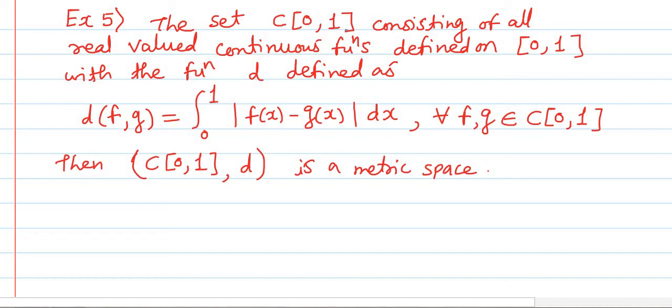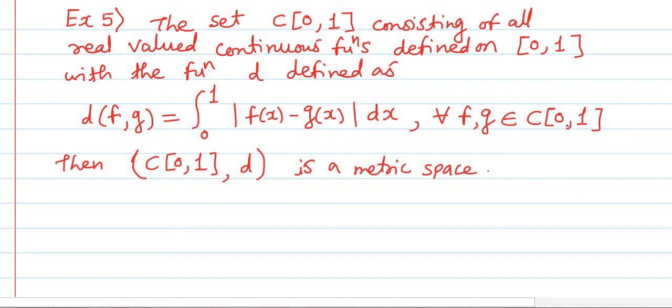Now obviously C is the set of all continuous functions defined on the closed interval 0 to 1, therefore the members of this set C are functions which are continuous on [0,1] and real valued. So the D function is defined as D of f comma g is equal to the integration from 0 to 1 of mod of f(x) minus g(x) dx. This is for all f comma g belonging to C[0,1].